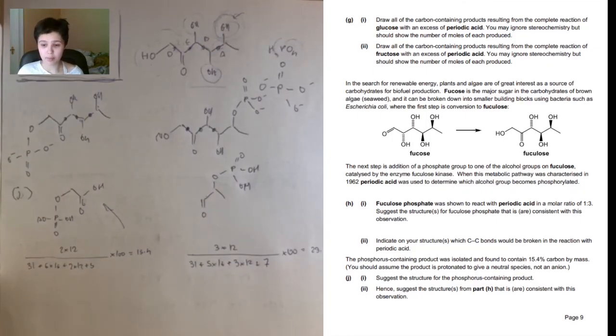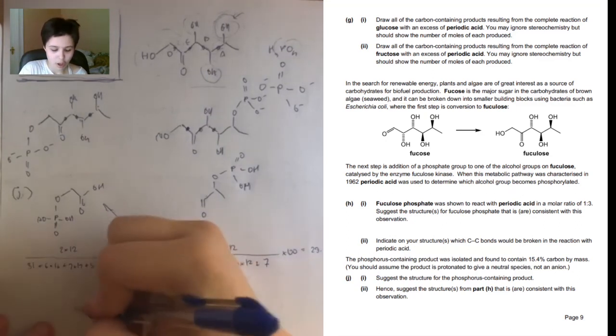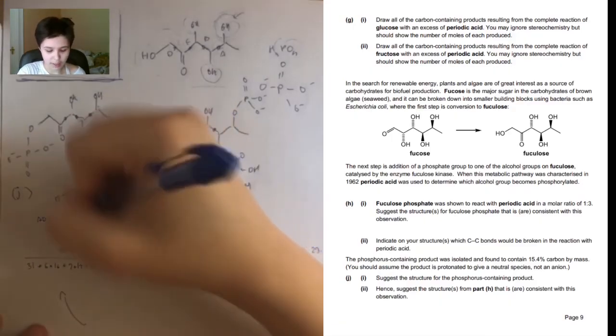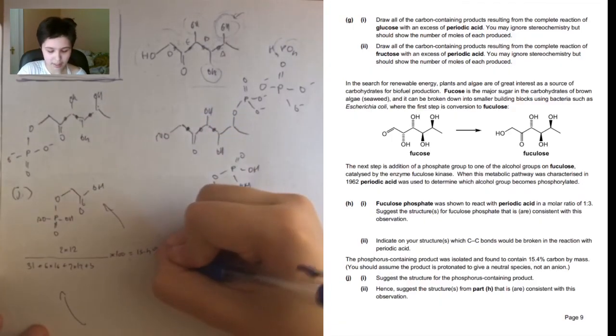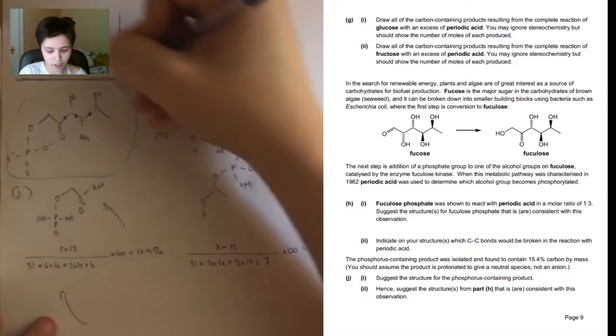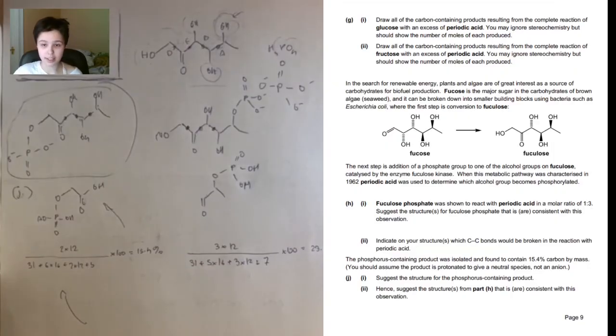Hence this suggests which structure from part H is consistent with this observation, while this one is the only one consistent with the observation, because it's the only one that has a mass percentage of carbon of 15.4%. So this will be the structure from H which is consistent with the reaction.